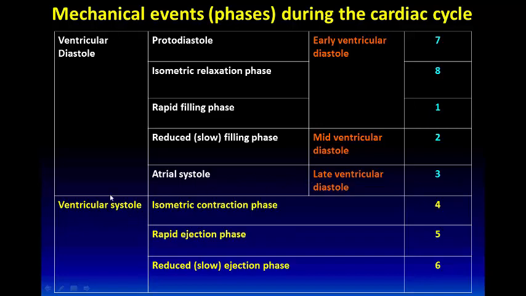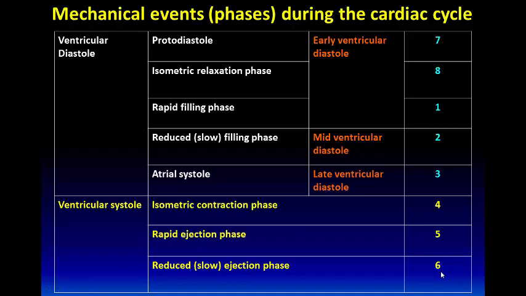The ventricular systole is further subdivided into three phases: the isometric contraction phase, the rapid ejection phase, and the reduced or the slow ejection phase. In describing these mechanical events during the cardiac cycle, we might begin with any of these 8 mechanical phases.